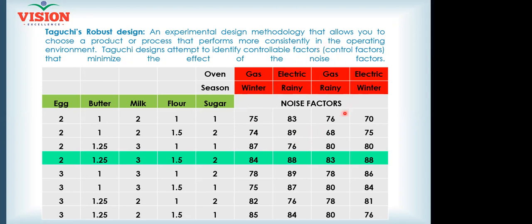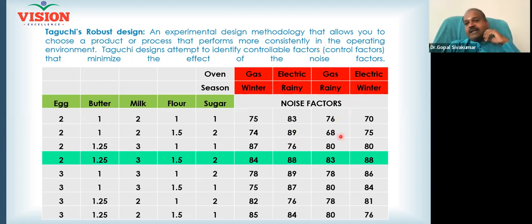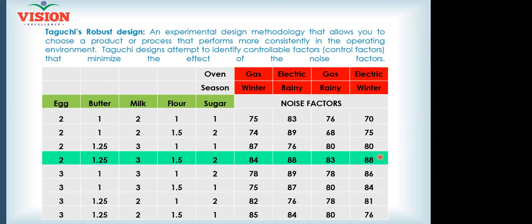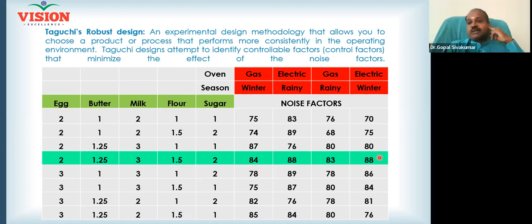The noise factor can pull down the taste because noise is something which you can't control. But even if the noise factor is playing, row number 4 is always giving you a taste of more than 80. Am I correct here? Yes. Now your design is robust enough to even manage the uncontrollable factor.